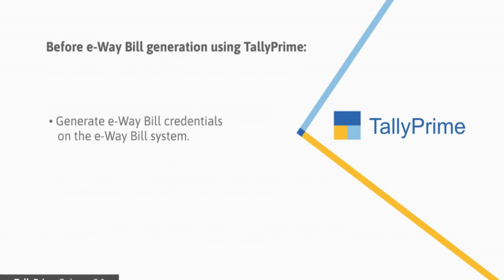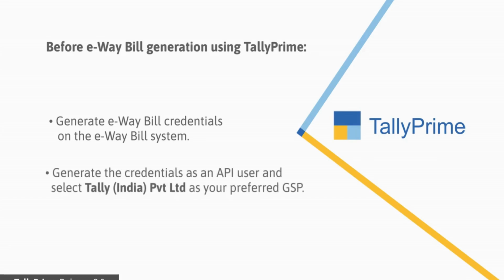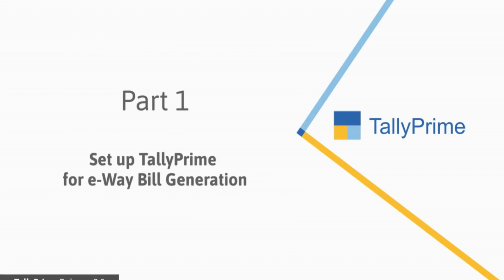Before e-way bill generation using TallyPrime, you need to generate e-way bill credentials on the e-way bill system. While generating credentials as an API user, you will need to select Tally India Private Limited as your preferred GSP. And you need to do a one-time setup in TallyPrime.